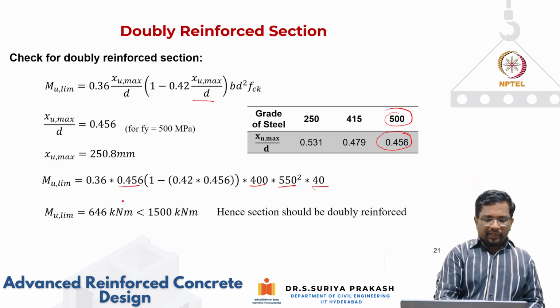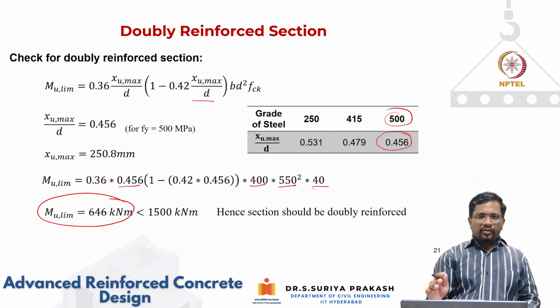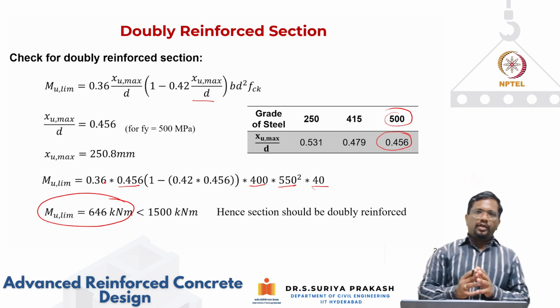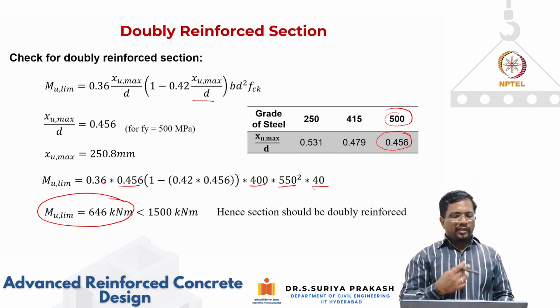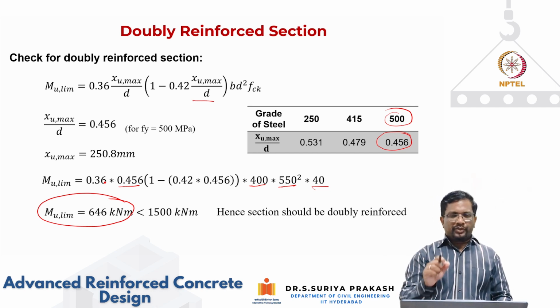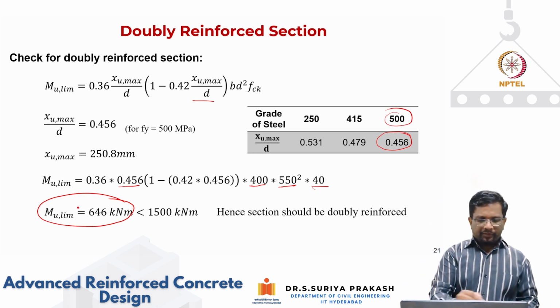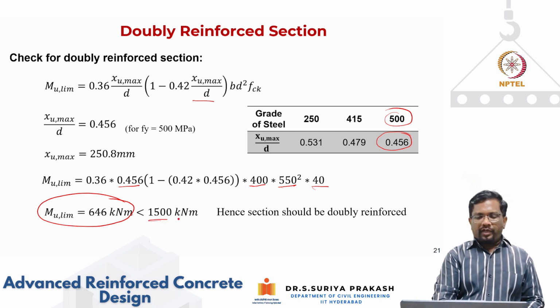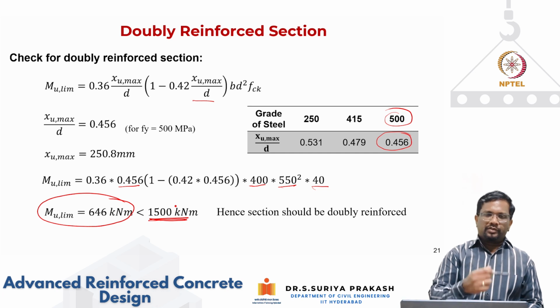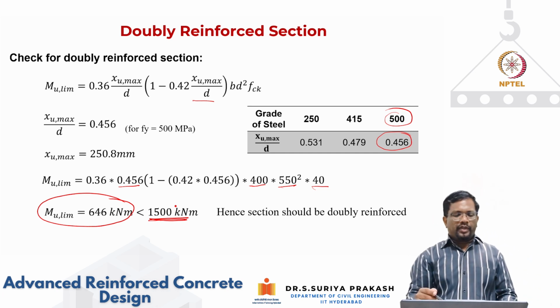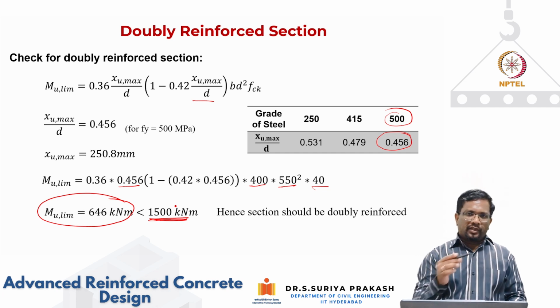So this is the maximum amount of moment resistance this particular beam of 400 mm by 600 mm can give when I design it as a singly reinforced section, making sure that the steel is just going to yield. It's a balanced capacity, right? Now I need 1500 kilonewton meter, which is not adequate. So it is clear that we cannot design this section as a singly reinforced section.